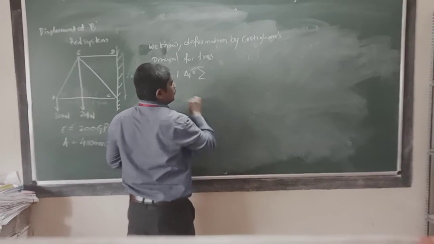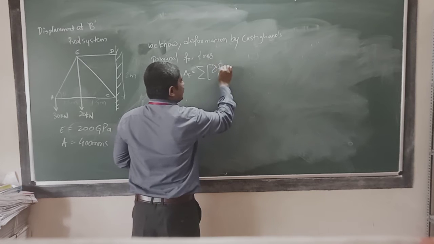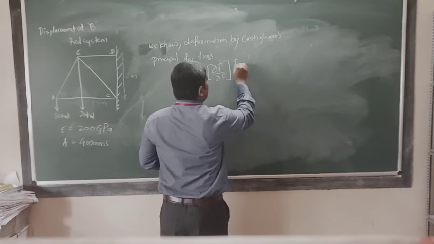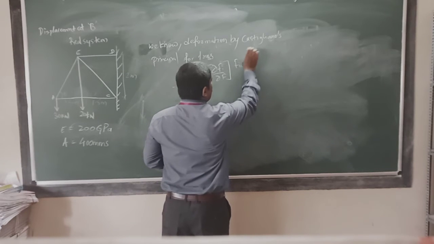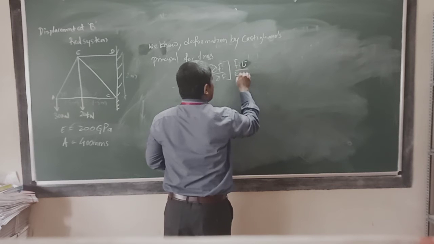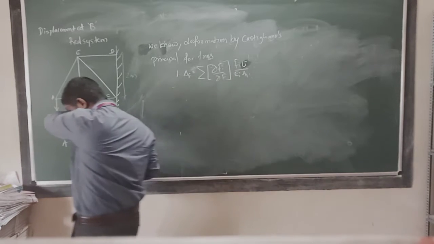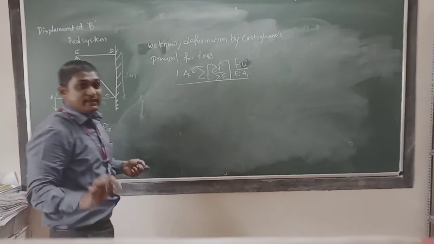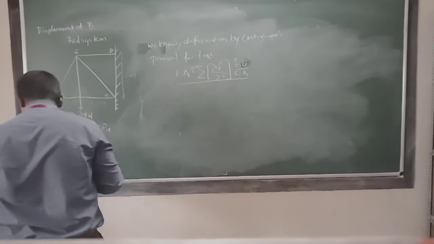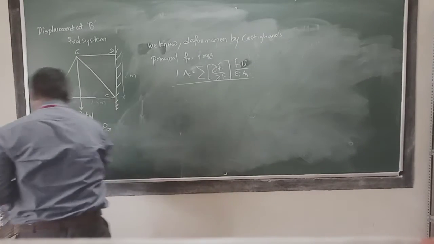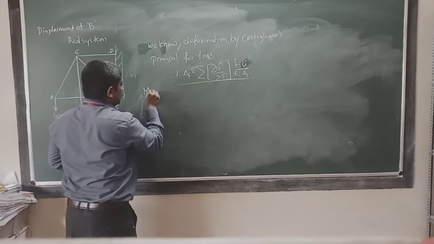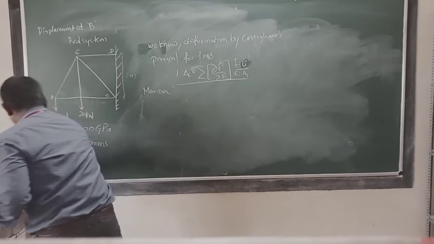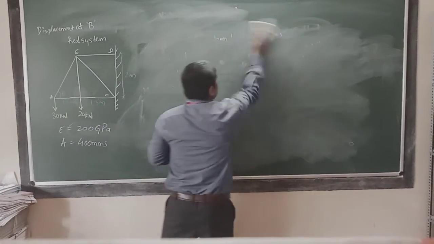Okay, is summation of dou Fi divided by dou F into Fi Li divided by Ei Ai. Okay, so let me make a table by using this equation. So if you keep this equation in mind, you can easily make the table here. So how to make this table now? First one, let me take member. I want more space here.